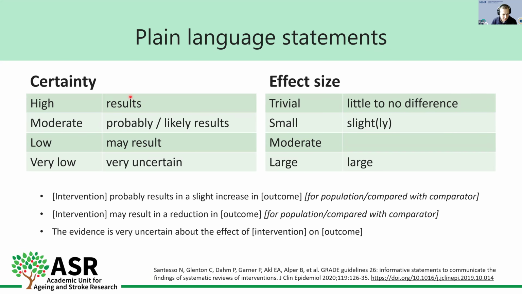In which case you use these different phrasings. So if it's high, then the intervention results in, or if it's moderate, it probably results. Low certainty, it may result, or very low certainty, just the evidence is very uncertain, as we've got here.